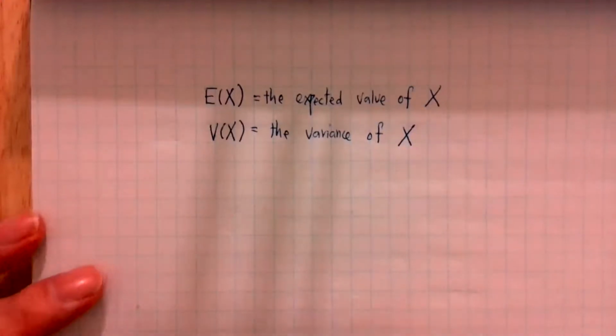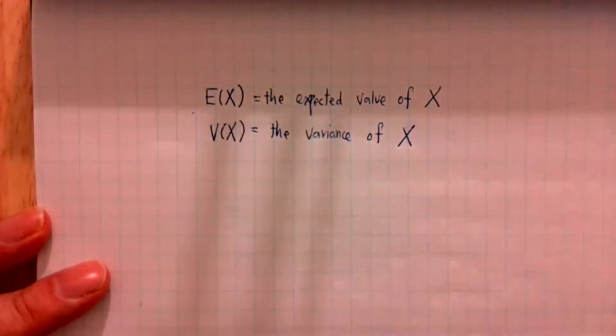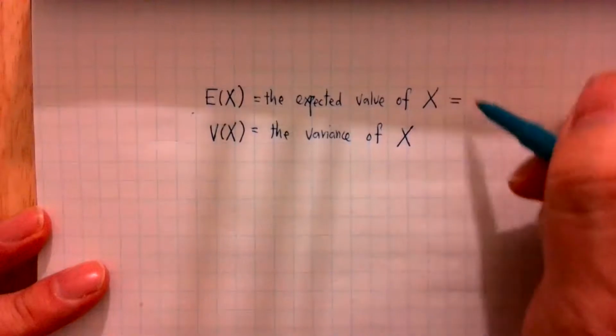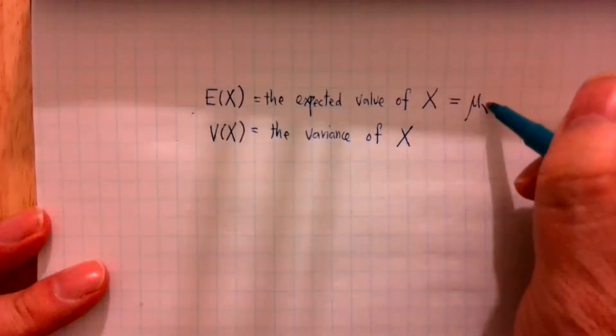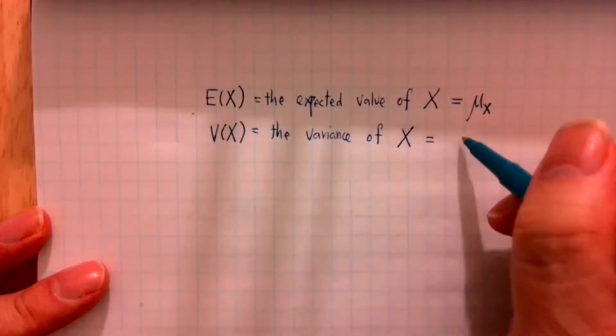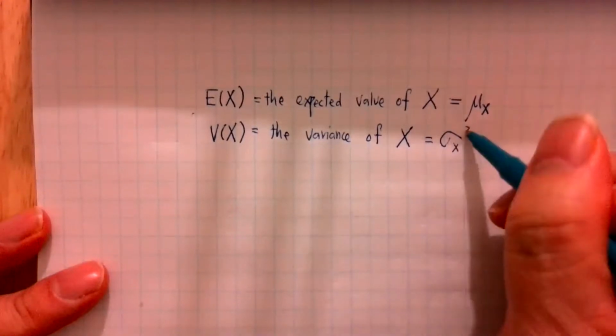So in our example, how do we find this value? The notation used in the book is mu x, okay? And this is the variance of x.